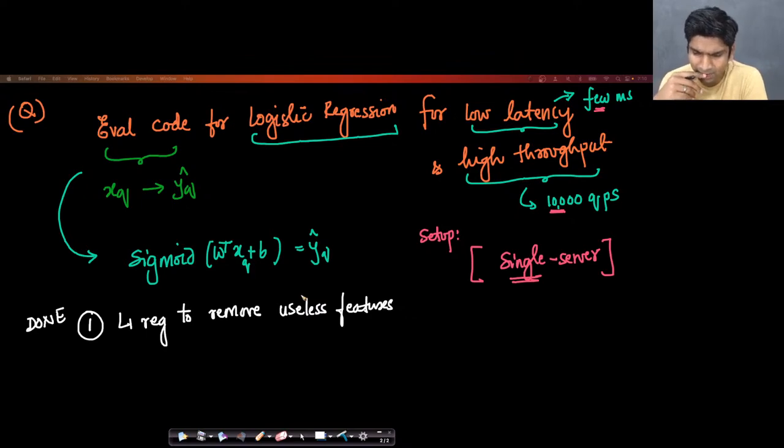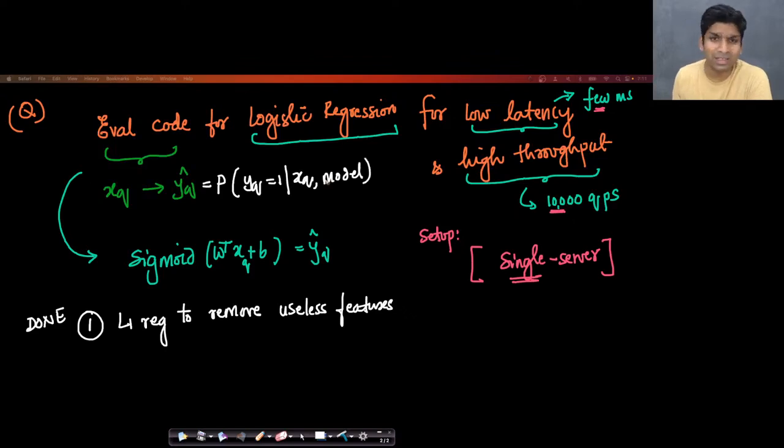So, okay, now Sandeep says you have to do sign of W transpose X plus C. No, Sandeep, you can't do that. What I want is a probabilistic class label. I want the probability YQ equals 1 given XQ and my model. Right? I don't want a binary class label. I want a probabilistic class label.